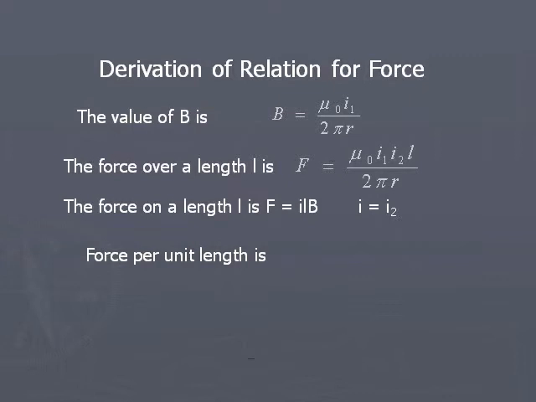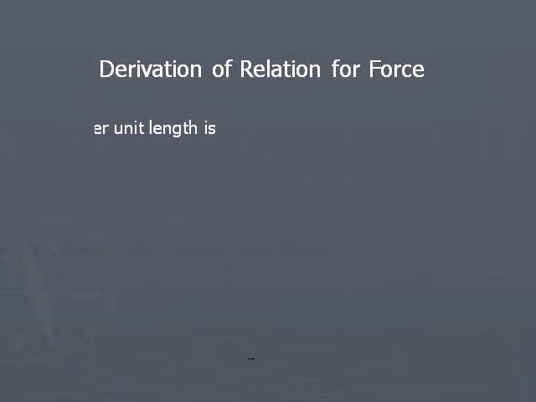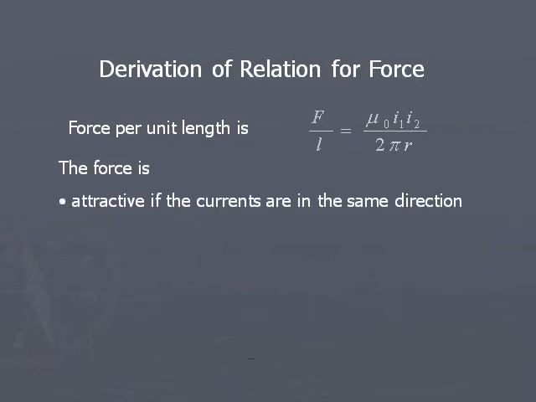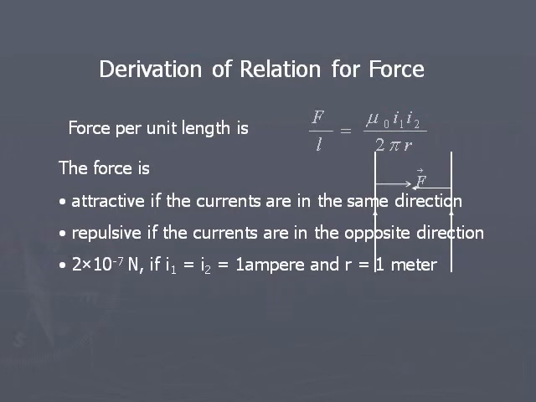The same amount of force acts on the first conductor also, towards the second conductor, by the magnetic field created by the second conductor. So, the force acts on both the conductors. So, the force over unit length is F by L. F by L is equal to mu naught I1 I2 divided by 2 pi r.